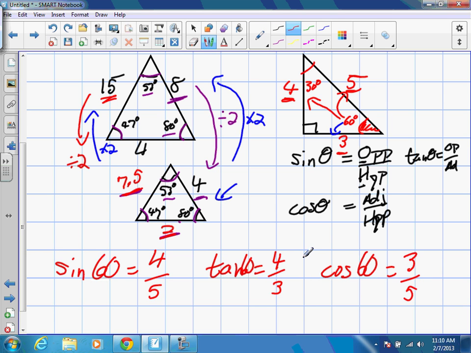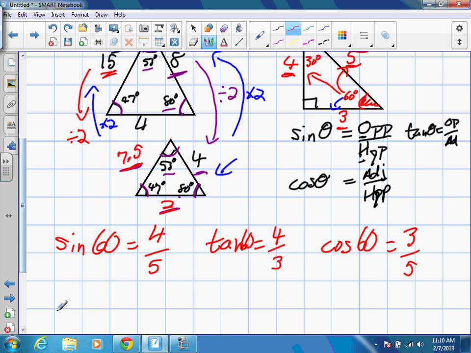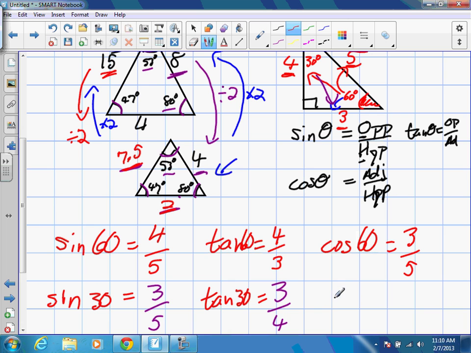What if I use the other angle, 30 degrees? Sine 30 degrees would be what? Opposite would be 3. Hypotenuse would still be 5. Tangent 30 would be opposite over adjacent. Opposite would still be 3 and the adjacent is 4. And cosine 30 gives us 4 over 5.